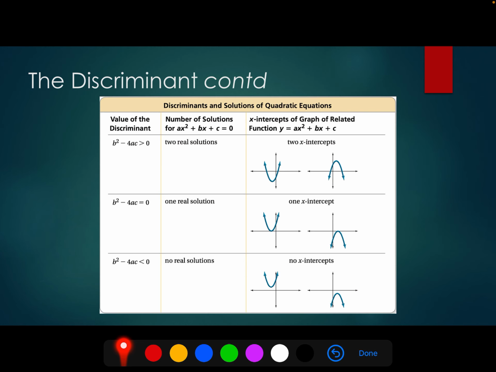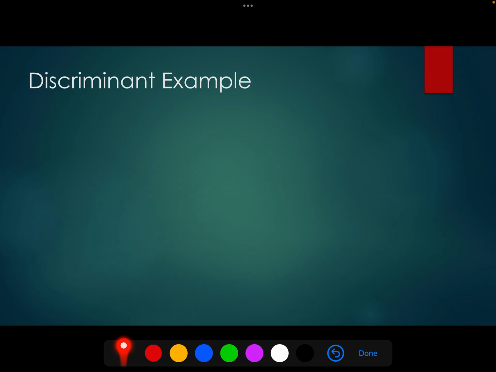And the discriminant can also tell you how many x-intercepts the graph of your parabola will have. So if our discriminant ends up being greater than 0 and there's two real solutions, we say that there's two x-intercepts. If from our discriminant we find that there's one real solution, there's only going to be one x-intercept. And if our discriminant is less than 0 and there's no real solutions, then our graph will have no x-intercepts. So now let's work through some examples of finding the discriminant and determining types of roots.